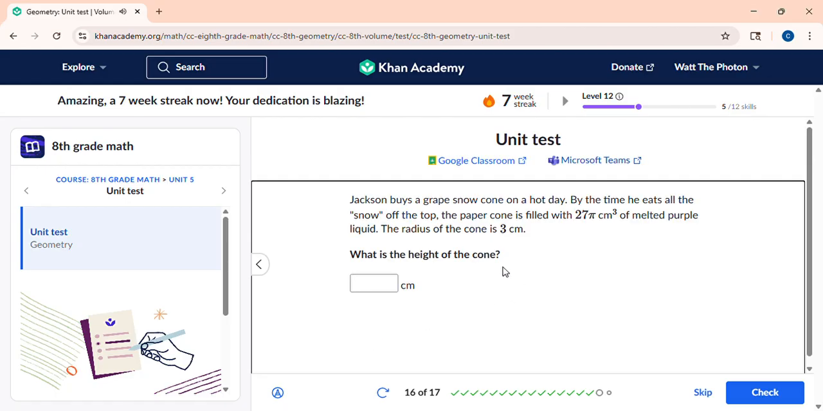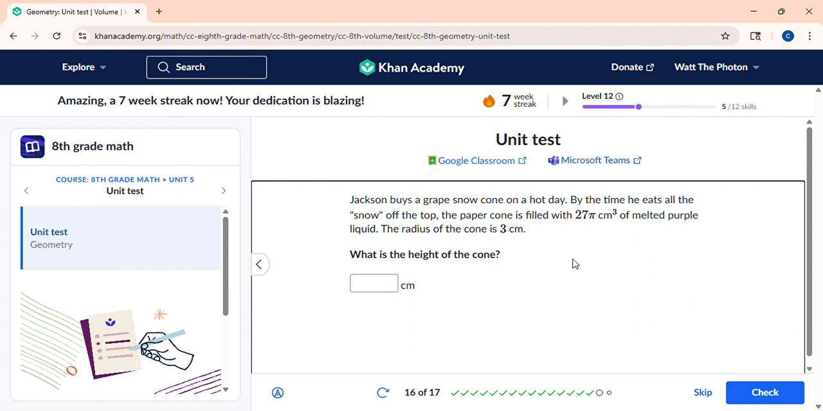Yay! Jackson buys a grape snow cone on a hot day. By the time he eats all the snow off the top, the paper cone is 27 pi centimeters cubed of melted purple liquid. The radius of the cone is 3. What is the height of the cone?